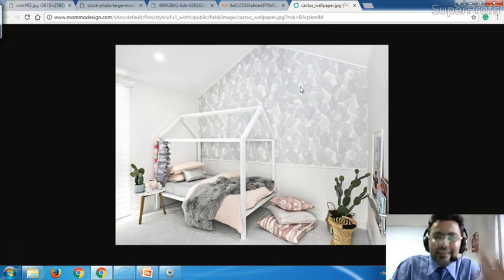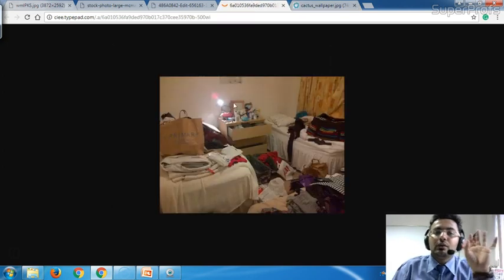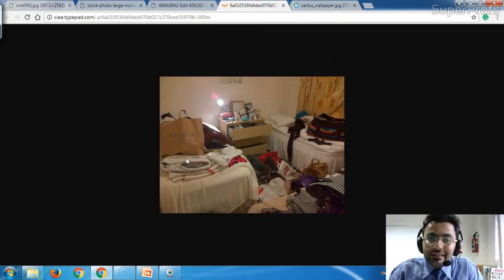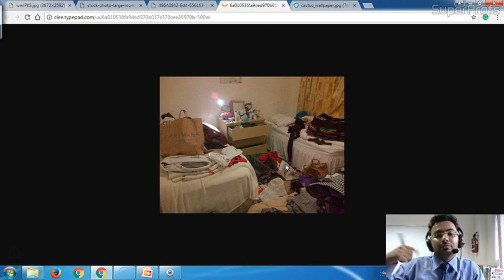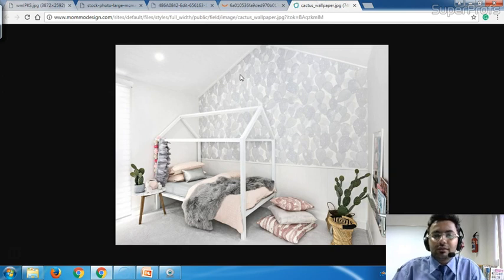Okay? Not exactly like this, but somehow it will look totally neat and clean. So, what I'm doing? I have used only the internal resources. I have not used anything from outside. I have used my internal resources only. After that, this room is going to look like this.